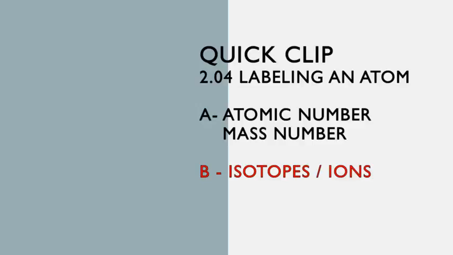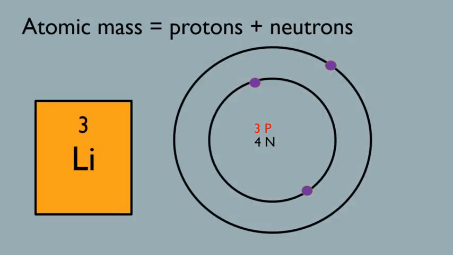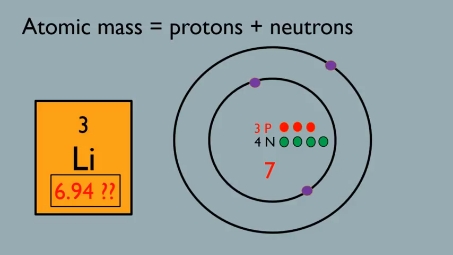This is Quick Clip Lesson 2.04, Part 2, where we discuss isotopes and ions. In the previous video, we learned about the atomic mass and how that's comprised of protons and neutrons. Our example was lithium with 3 protons and 4 neutrons, and it gave us a total of 7. But when we look at the periodic table, we don't see 7, we see 6.94, and that's where we left off. Now, why would it be 6.94?